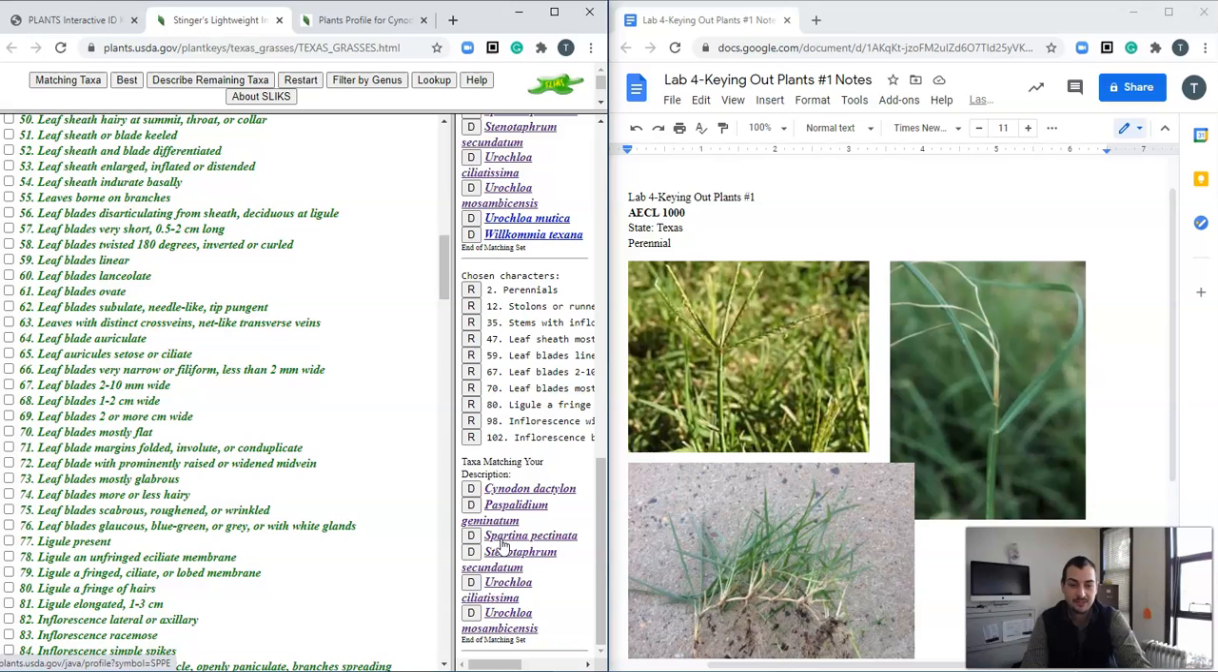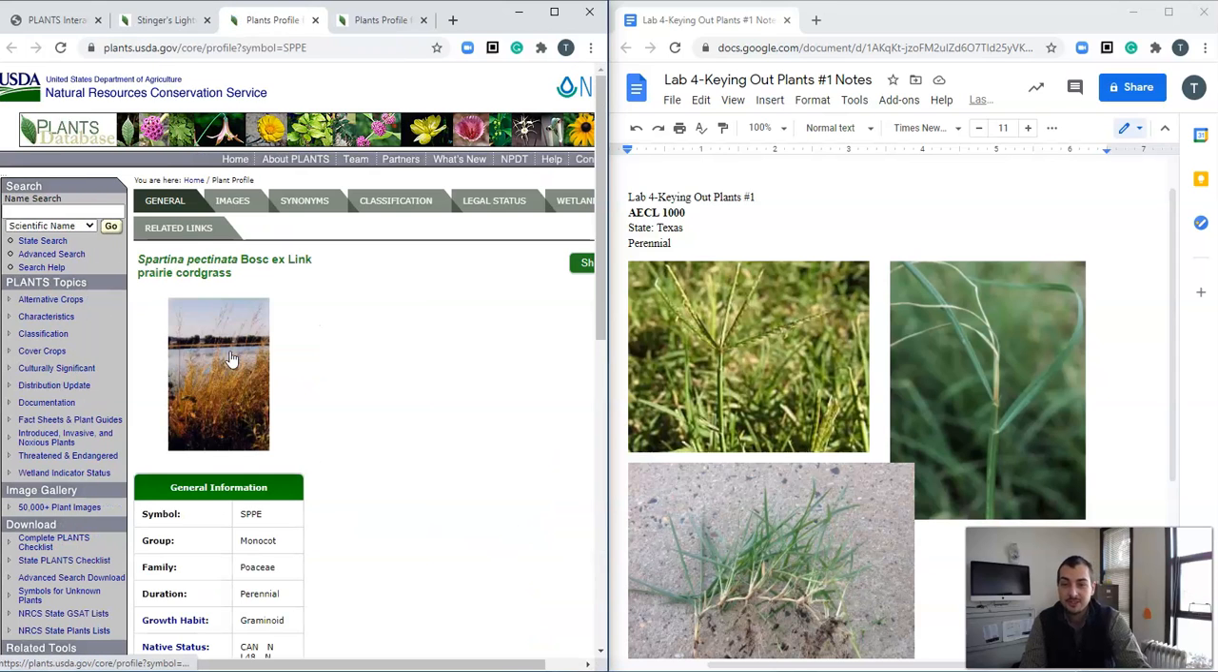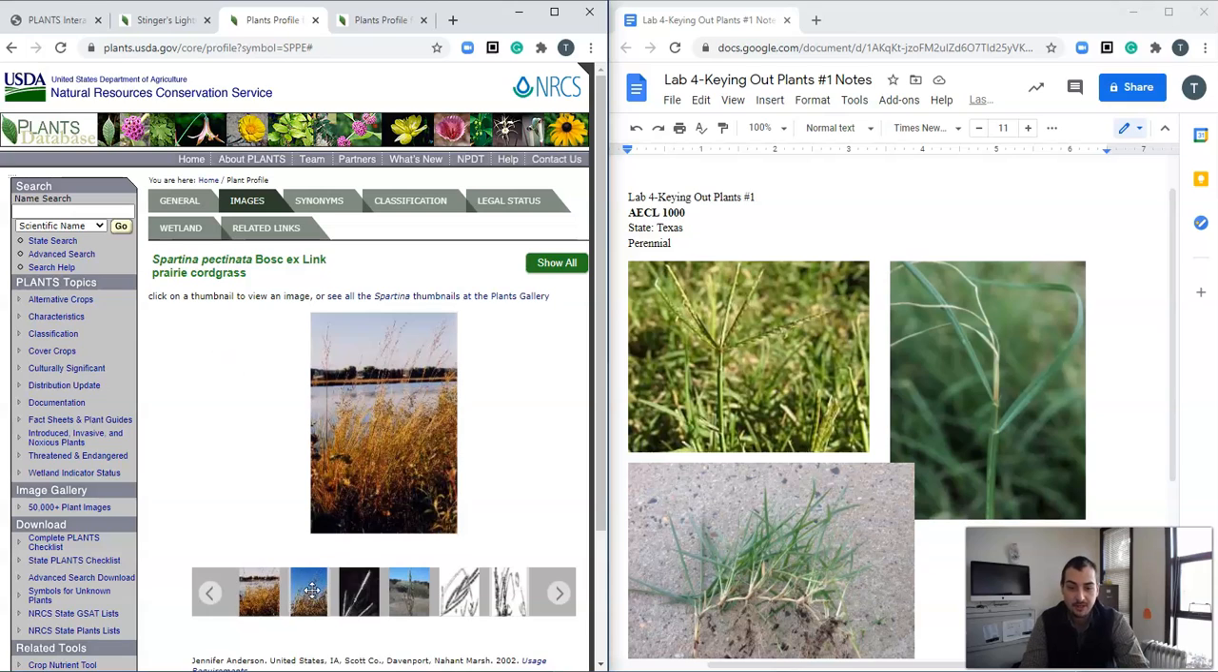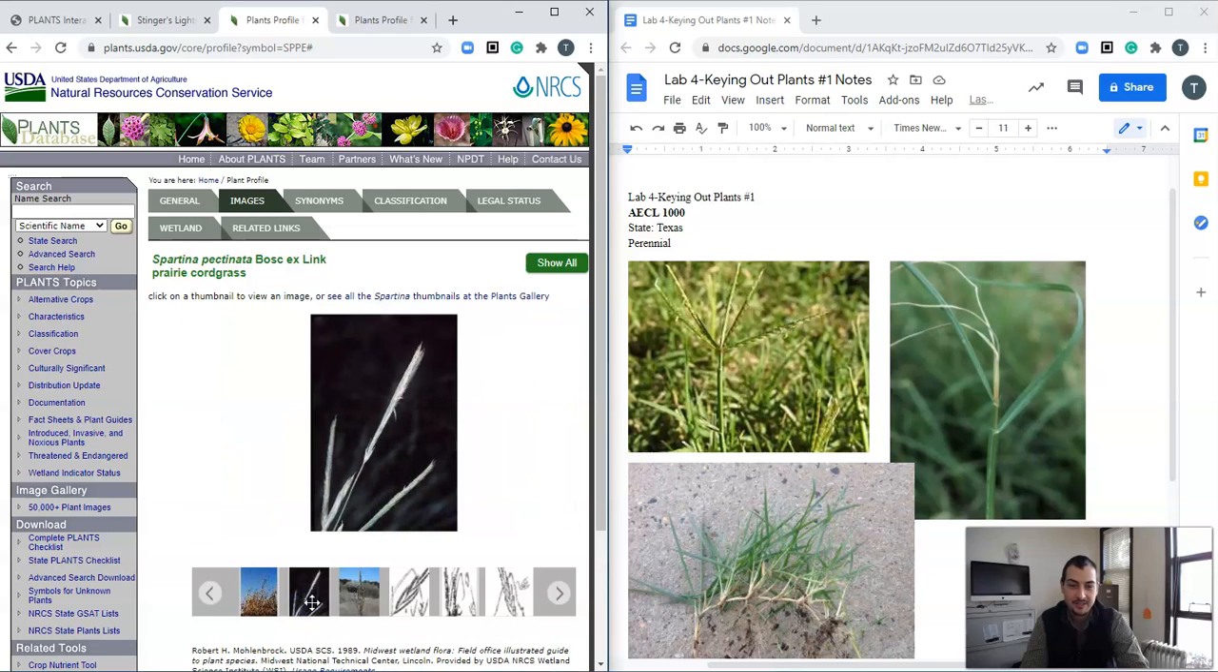So let's look at this Spartina pectinata. Yeah, I'm butchering that one too. So let's look at that one. And let's click on the pictures and look through them. So we've got these long seed heads on it. Man, that really doesn't resemble our grass at all. It kind of looks like a taller grass. That seed head really doesn't look like it does over here. Well, we can go ahead and knock off prairie cordgrass as well.